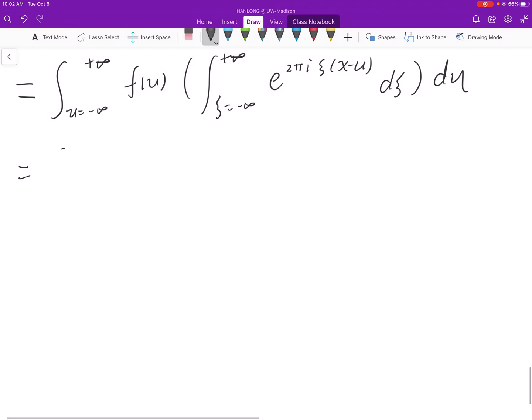And for the inside exponential function, if you are a physicist, then you know this is a delta function.